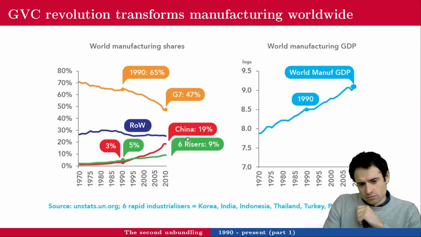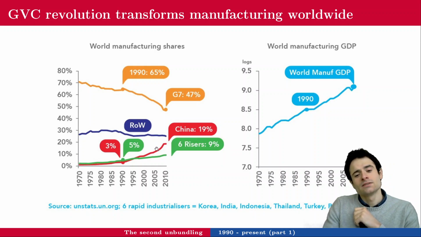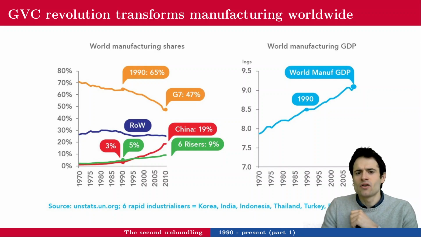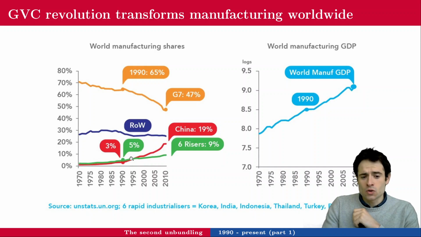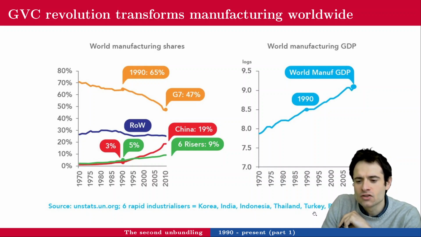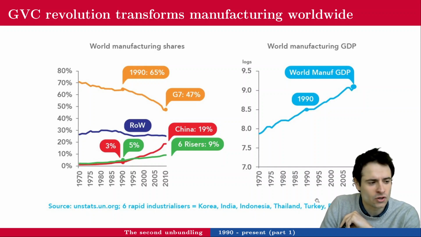The six risers, which I believe are the industrializing six, I'll show you who they are in the next slide, but that includes, I believe, Poland in Europe, Taiwan, oh sorry, not Taiwan, Indonesia, shoot, I forgot the other ones, but I'll show you in a moment. This share also increased, and the rest of the world stayed relatively stable. Oh yeah, here, sorry. The risers are here. Korea, India, Indonesia, Thailand, Turkey, and Poland. Oh, I forgot about Turkey. Yeah.